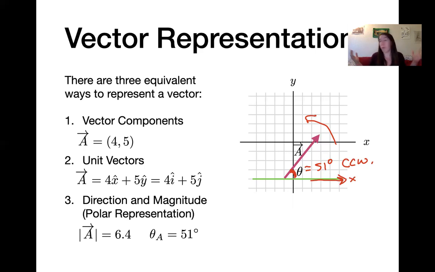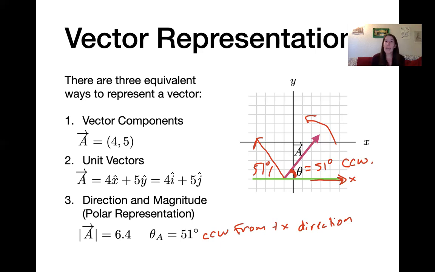If I just told you 30 degrees or 51 degrees in this case, you wouldn't know if that's measured this way, or maybe the vector is pointing this way and this is my 51 degrees. You wouldn't know what it means. So it's important to always say, so this should really say 51 degrees counterclockwise from positive x direction. All right, so that would give you the direction.